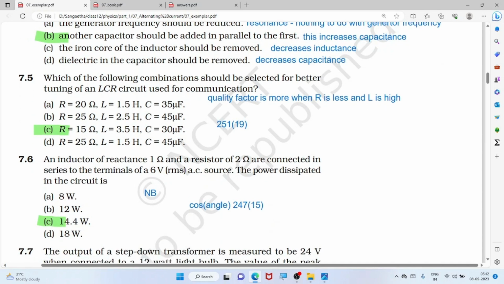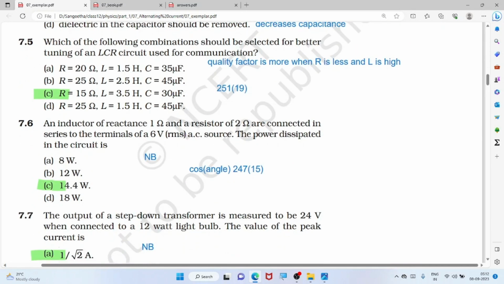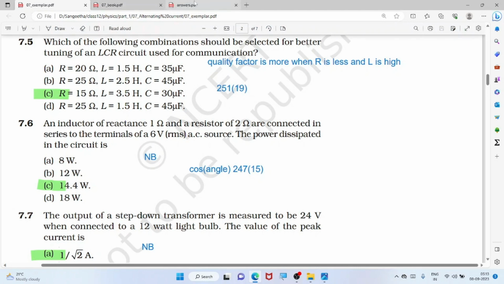Which of the following combinations should be selected for better tuning of the LCR circuit for communication? Okay, see, better tuning means the quality factor. How to improve the quality factor? When R is less and L is high. For the quality factor formula, you have to see 19.